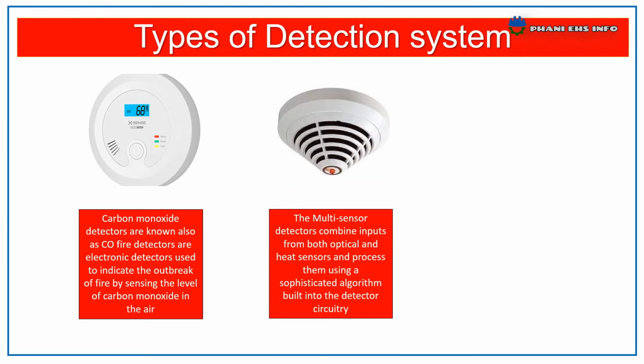Fourth, multisensor detectors. The multisensor detectors combine inputs from both optical and heat sensors and process them using a sophisticated algorithm built into the detector circuitry. When polled by the control panel, the detector returns a value based on the combined responses from both the optical and heat sensors. They are designed to be sensitive to a wide range of fires.